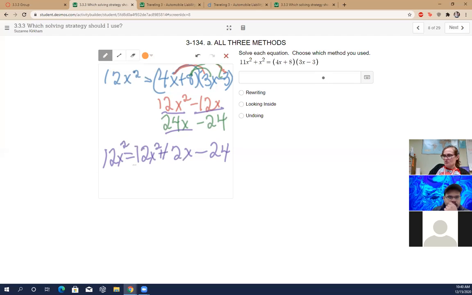I can subtract 12x squared from both sides to get rid of the 12x squared. And we'll have 0 equals 12x minus 24. Then I am going to add 24 to both sides.